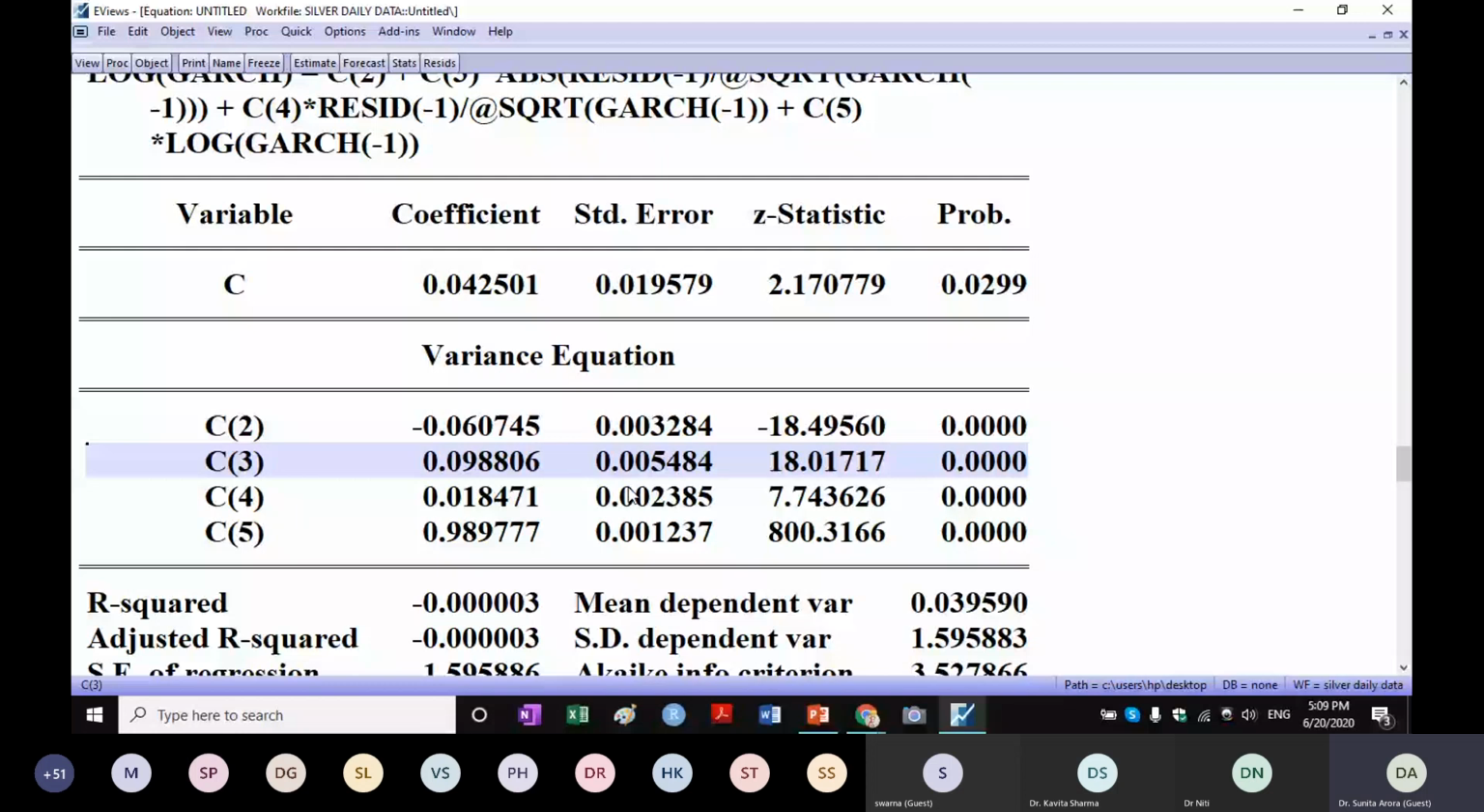Positive news generally is demand. Higher demand impacts the volatility more than the lower demand. In this case it is silver. We may say that generally news for silver and gold is demand and supply. If demand for news, you may write in bracket, news is positive, then volatility is high. If news is negative, volatility is low.